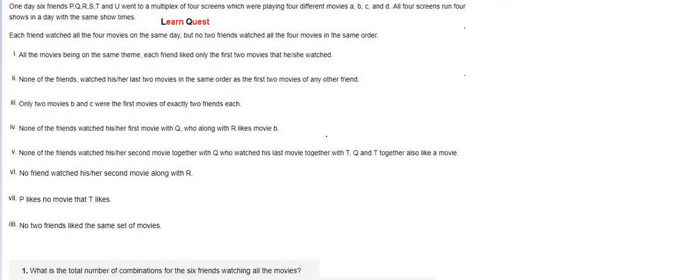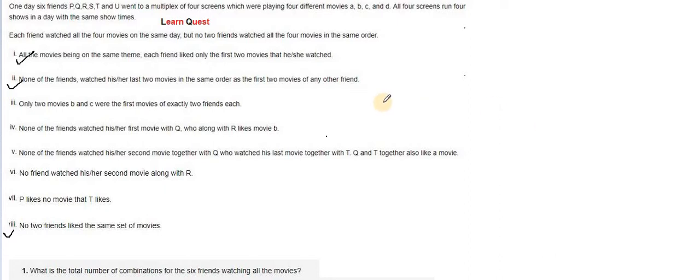P likes no movies like T. No friend watched his or her second movie with R. No two friends like the same set of movies. So these general statements are what is important to understand the rules to solve these questions. These three are important rules. The rest are conditions according to which we will be distributing in the sequence.